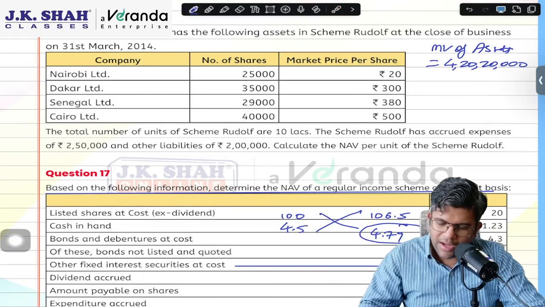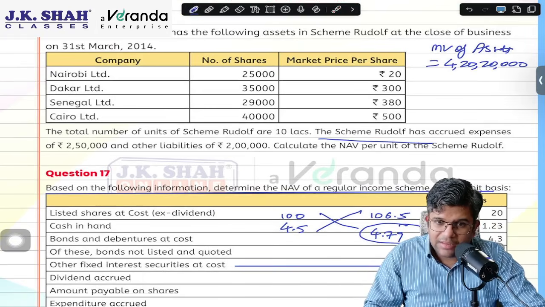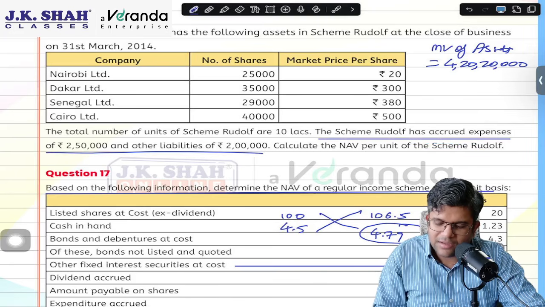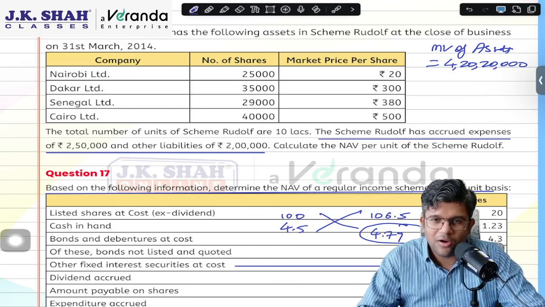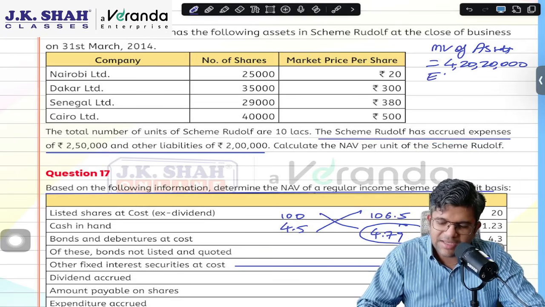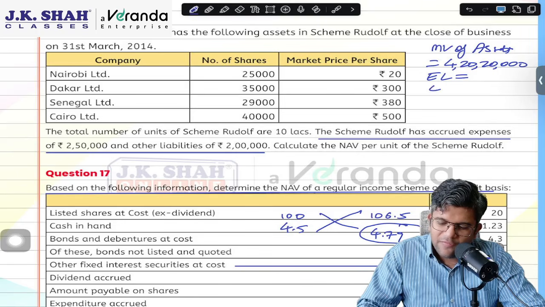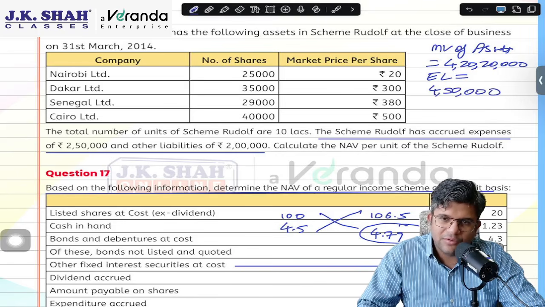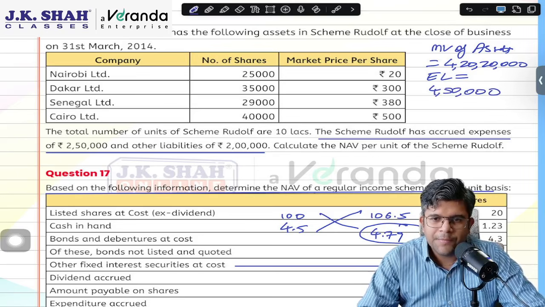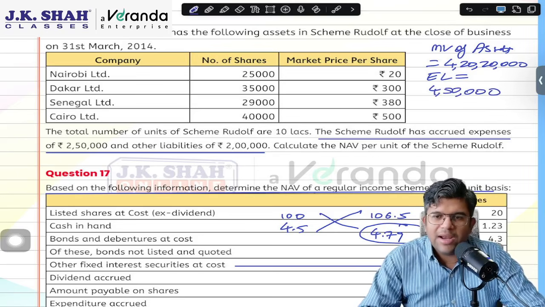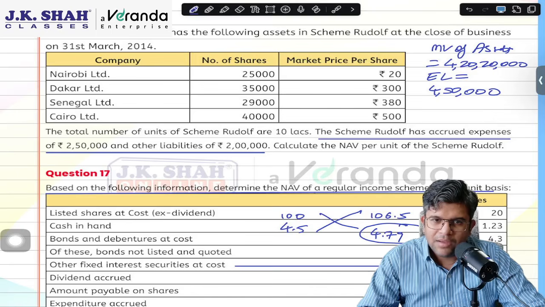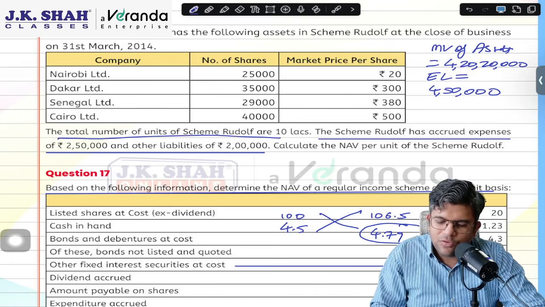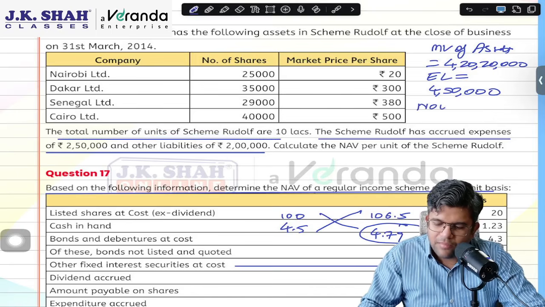Now, I want you to read this line. The scheme Rudolph has accrued expenses and other liabilities. Oh my God. What are these, students? These are external liabilities. 4,50,000. Give me a Y. Understood this? External liabilities 4,50,000. And they are saying the number of units is 10 lakh. You know how to calculate NAV, no?